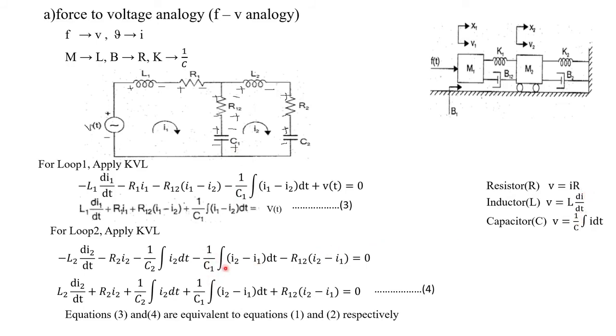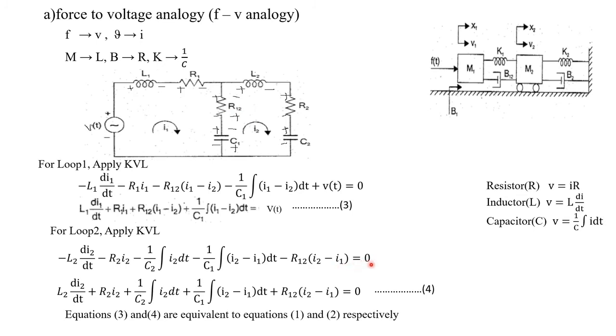So here it is 1 by C1 into integral. Here you have to write the difference in current, because through this capacitor C1 two currents are flowing, I2 as well as I1. So we have to consider I2 minus I1 because we are writing the equation for loop 2. This current should come first: I2 minus I1 into dt. The next, from plus to minus, here it is minus. The voltage drop across the resistor R12 will be R12 into, and here also two currents are flowing, I2 as well as I1, so we write I2 minus I1. That is equal to 0.